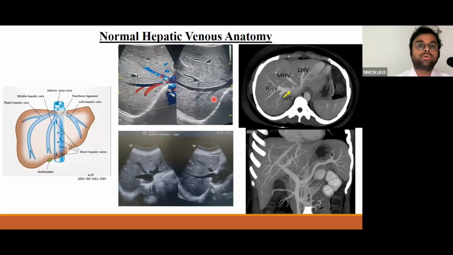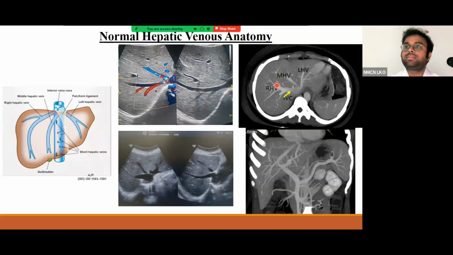So first we'll have a look at normal hepatic venous anatomy. This is a schematic diagram showing the right hepatic vein, middle hepatic vein, and left hepatic vein, IVC, and short hepatic veins. Short hepatic veins drain the caudate lobe and directly enter into the IVC. Here, this is a color Doppler image showing the right and middle hepatic vein with wall-to-wall color uptake, the IVC here, the right hepatic vein with its confluence with the IVC, the right, middle, and the left hepatic vein with their ostia and confluence in IVC.